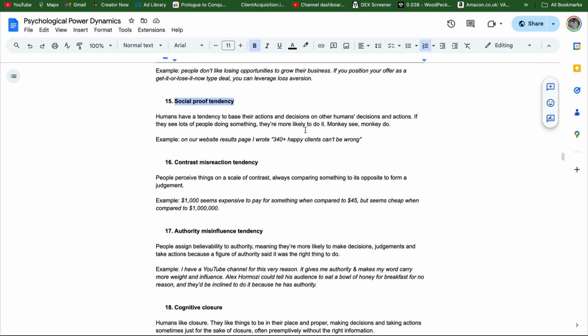Social proof tendency. Humans have a tendency to base their actions and decisions on other humans' decisions and actions. So if they see lots of people doing something, they're more likely to do it. It's literally monkey see, monkey do, right?